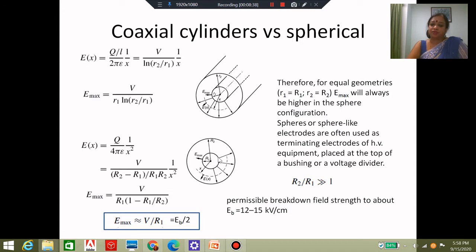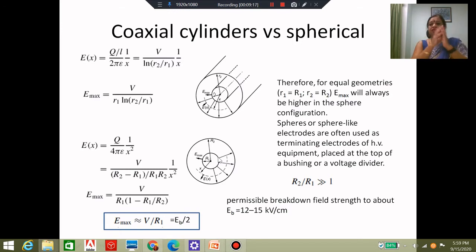Now, air has a breakdown strength of 30 kV per centimeter. However, in practice, you will not really be able to achieve this kind of a high breakdown strength. And that is because in practice, you will not be able to control all conditions. You will not be able to control ambient conditions. So there will be moisture in the air. There will be dust particles present. There might be pollutants in the air. There might be contamination on the insulator surface. There might be dust particles on the insulator surface.